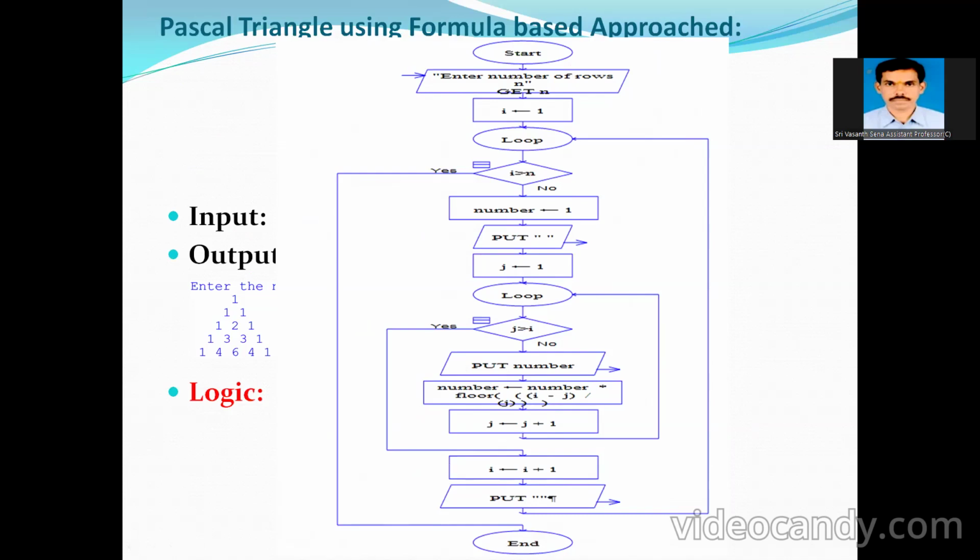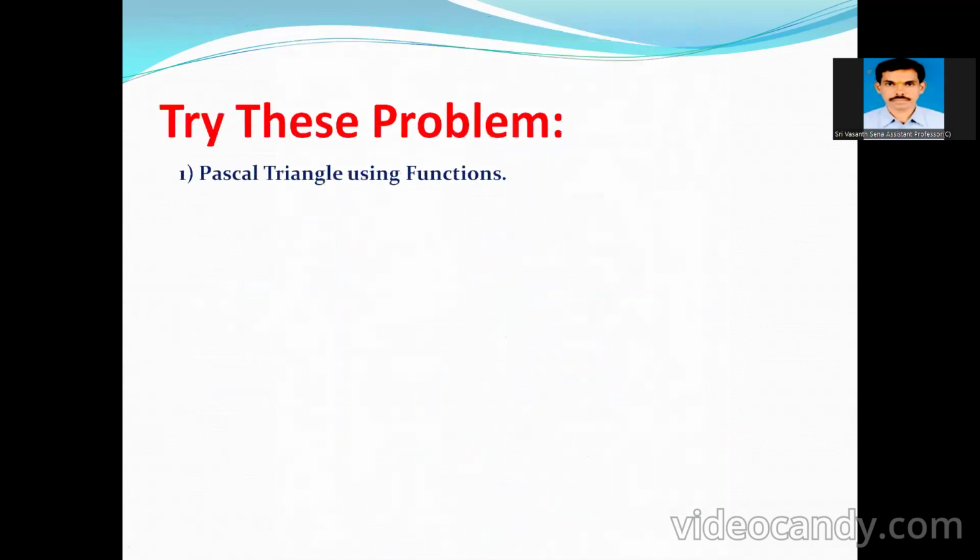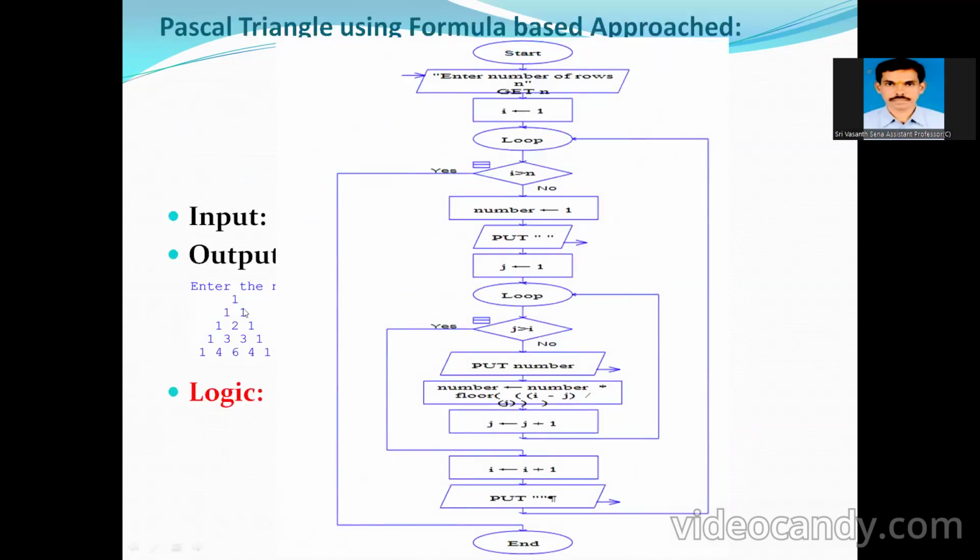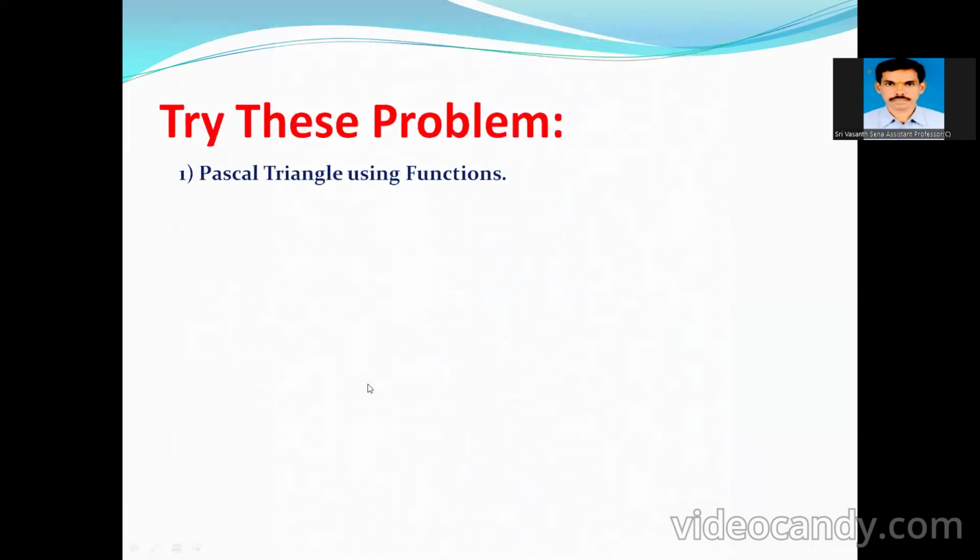Once you run this flowchart, you get the Pascal triangle values: 1; 1, 1; 1, 2, 1; 1, 3, 3, 1; 1, 4, 6, 4, 1, like this. If possible, you can try this Pascal triangle using functions concepts.